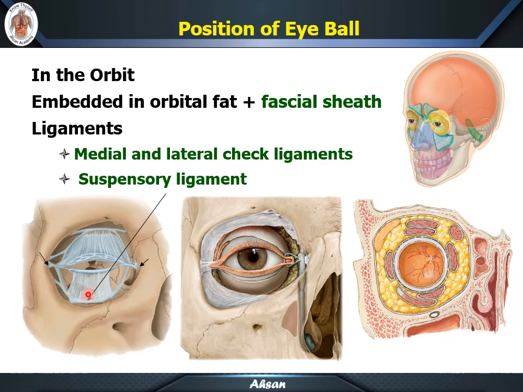Rest of the part, this is the fascia, suspends the eyeball in position and works as a hammock. You can see the rest of the part filled with fat so that the eyeball can easily move, remaining within the position.